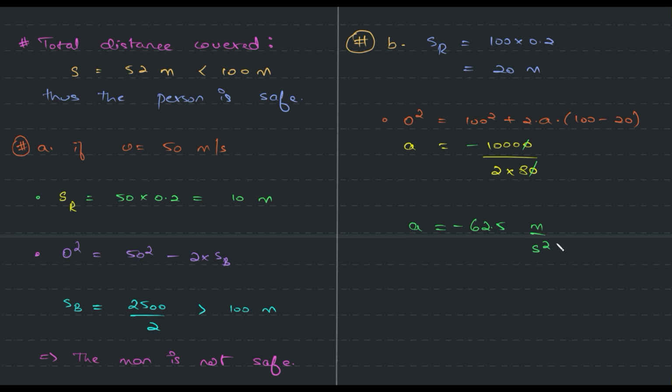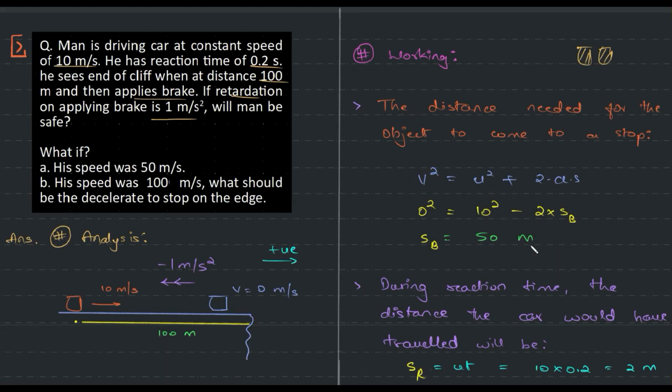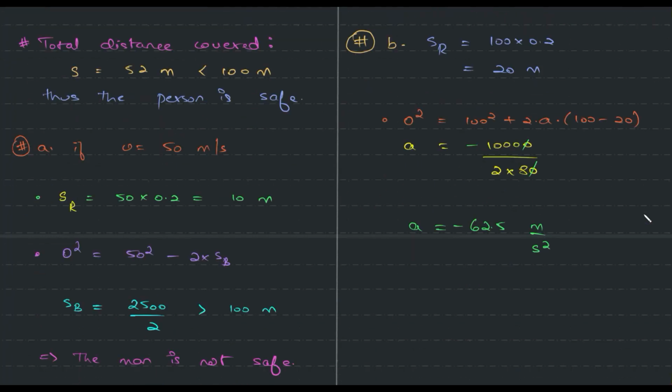So the deceleration should be 62.5 meters per second squared for the person to be safe. A bit more than that is needed to stop at the edge.